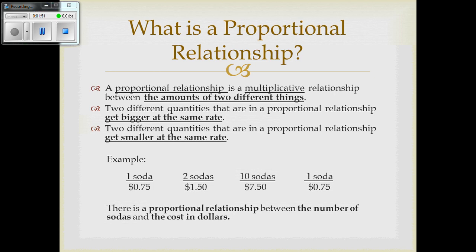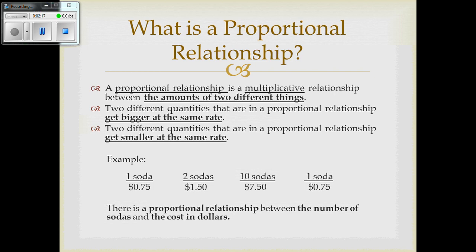What is a proportional relationship? That is the big question of the quarter, actually last quarter and this quarter. A proportional relationship is a multiplicative relationship between the amounts of two different things. If two different quantities are in a proportional relationship, they will get bigger at the same rate, and they will get smaller at the same rate.